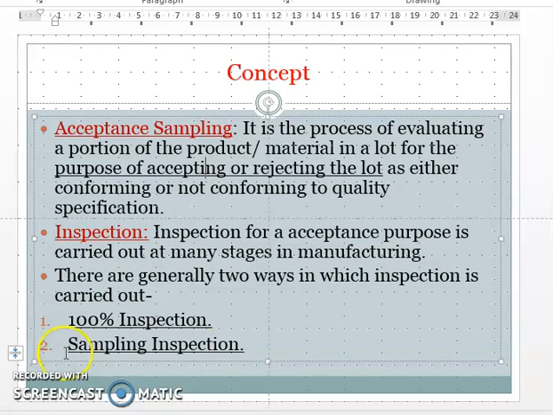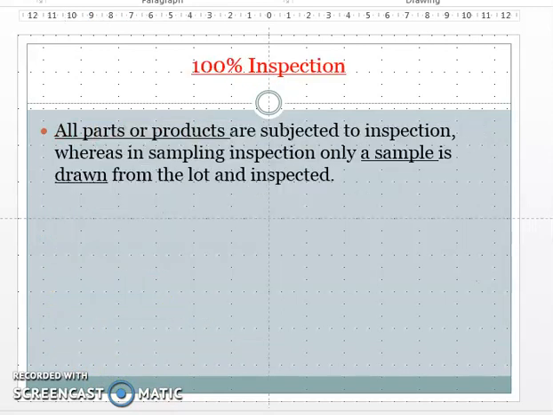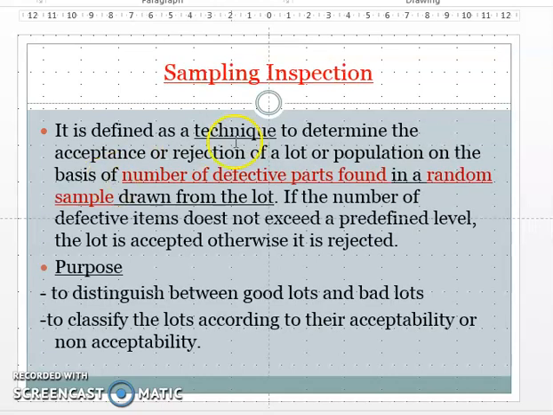In the next slide we will see what are the advantages of sampling inspection and what are the disadvantages of sampling inspection. Just see, in 100% inspection, all the parts or products are subjected to inspection, whereas in sampling inspection only a sample is drawn from the lot and inspected.